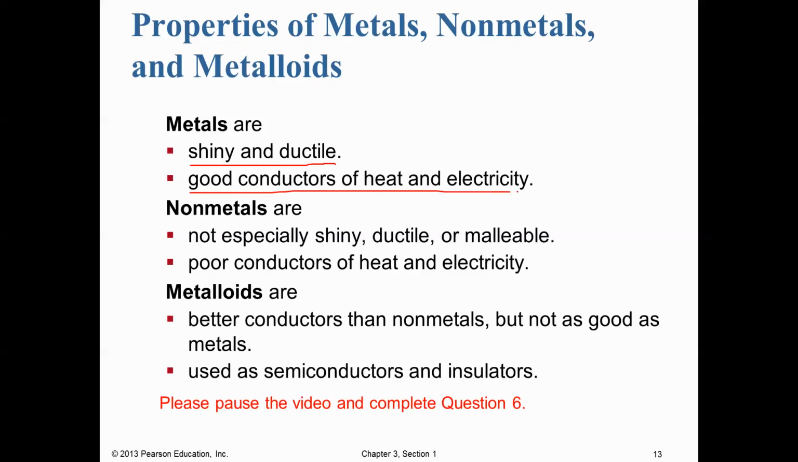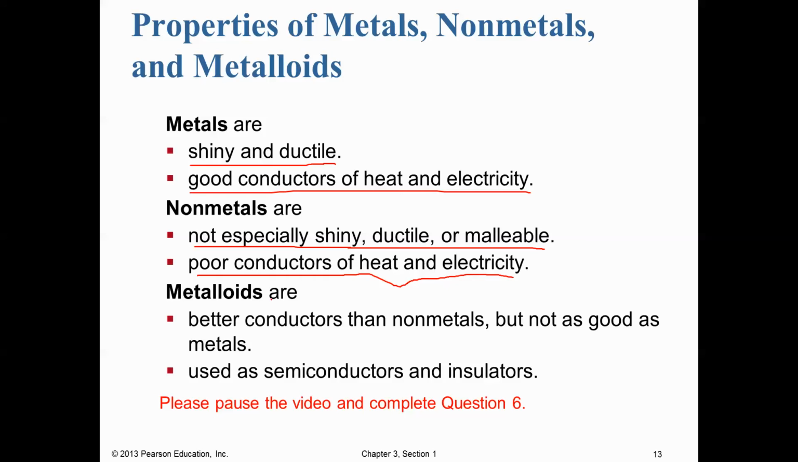So nonmetals actually have all the opposite properties of the metals. They're generally not very shiny if they happen to be solid, and they're generally not very ductile or malleable, so that means that they're going to be brittle. So if they're solids, usually the nonmetals are going to be brittle and not very shiny. A lot of these are gases though. And then we also have them as poor conductors of heat and electricity. So we could actually say they're good insulators would be accurate.